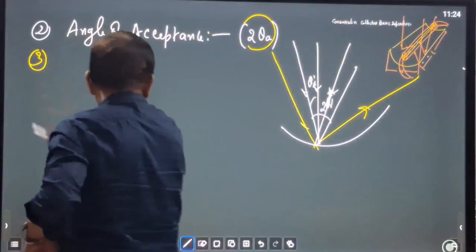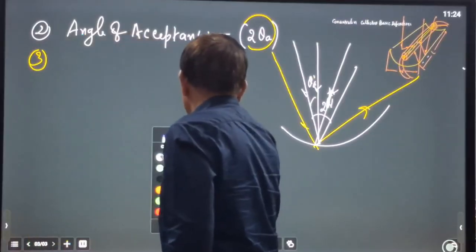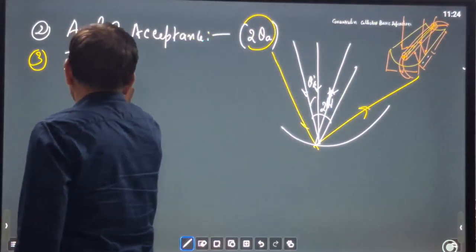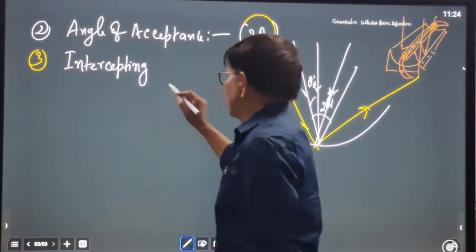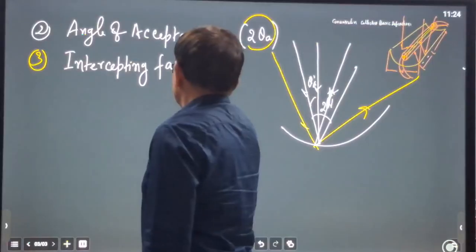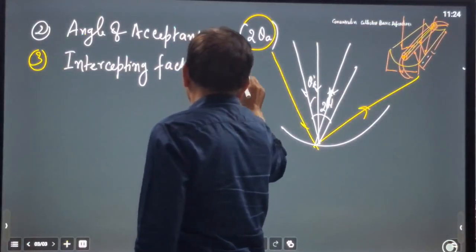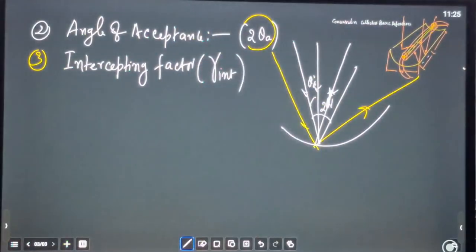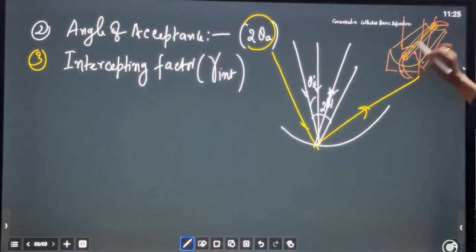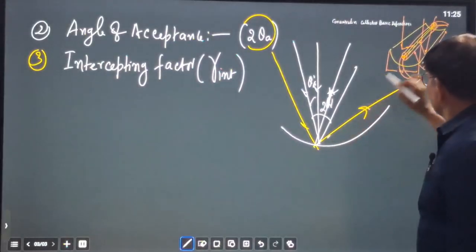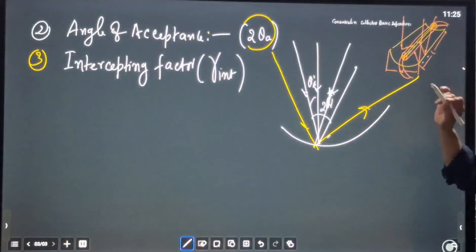Number three, another very important definition: intercepting factor, gamma, not an angle. The surface reflects the incoming radiation to the absorber surface, but the total is not intercepted by the absorber surface. It is reflected back to the absorber surface, but the total 100% is not.